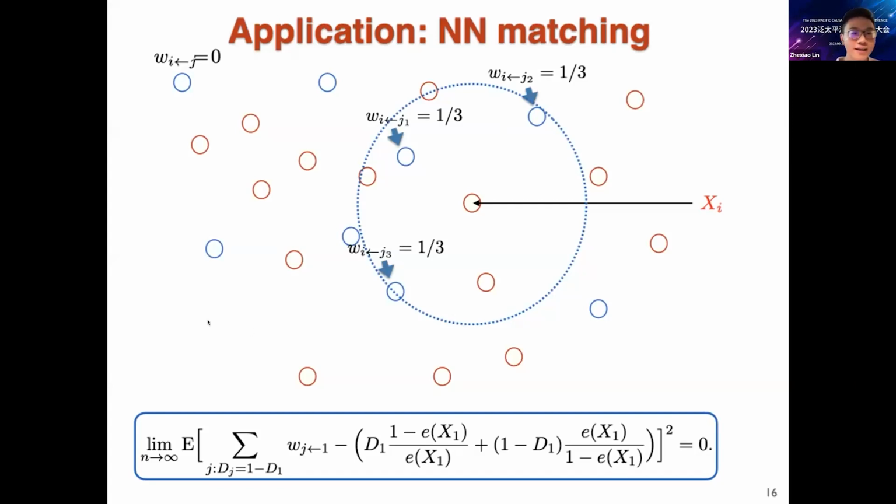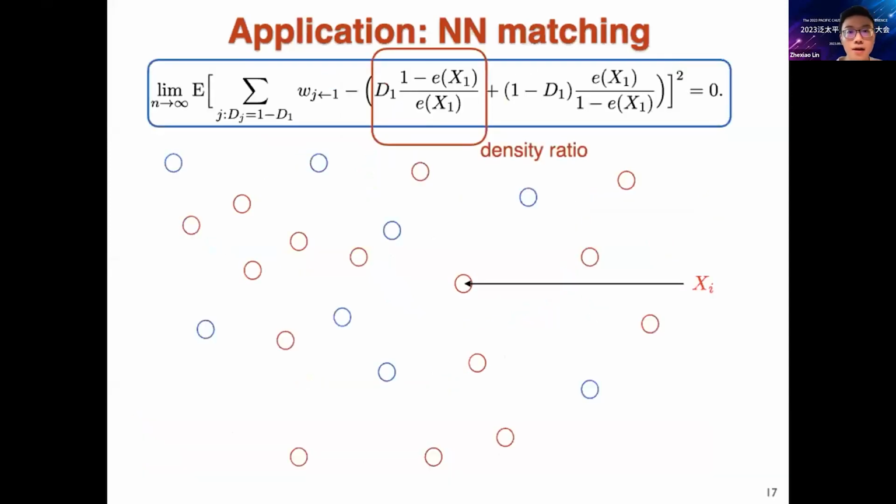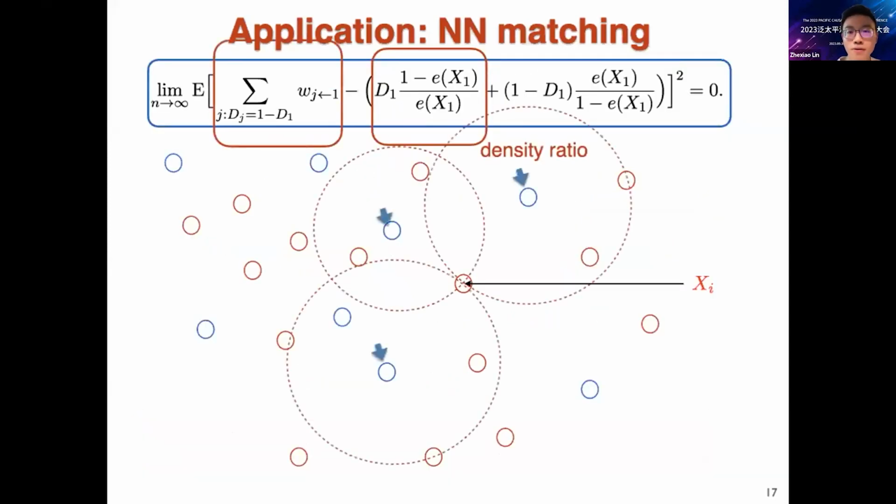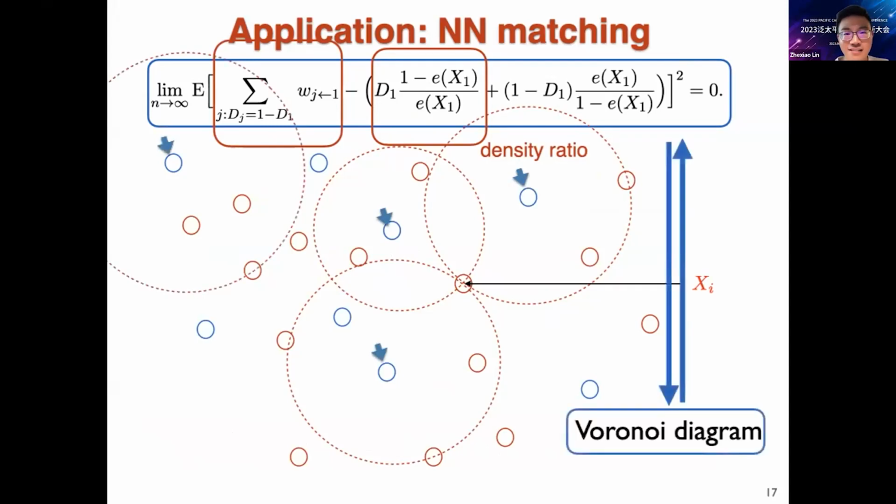And our only remaining task is to show this key identity, which states that this linear combination is indeed estimating the density ratio. I will provide intuition for why this is true due to time limits. Well, I will explain the meaning of this summation.